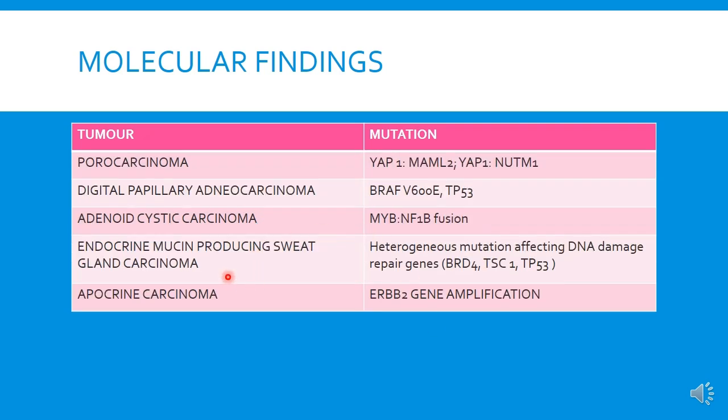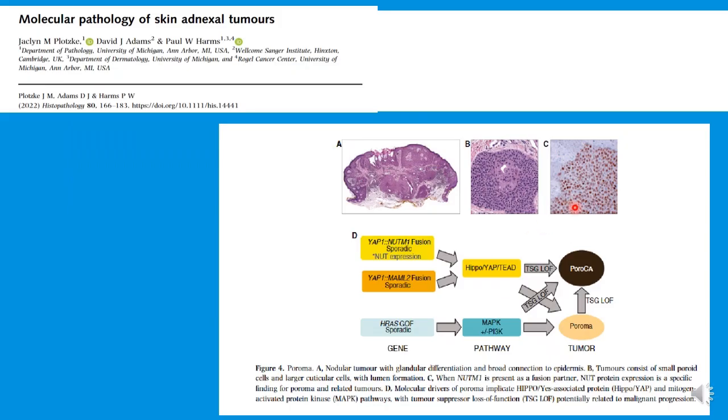And in malignant tumors, we saw porocarcinoma has the same mutation as that of poroma, and digital papillary adenocarcinoma has, again, BRAF V600E. Adenoid cystic carcinoma had MYB-NFIB fusion. Endocrine mucin producing sweat gland carcinoma had a heterogeneous mutation affecting DNA damage repair genes. And apocrine carcinoma has ERBB2 gene amplification. Once again, to highlight poroma, this is the NUT1 IHC expression in poroma.